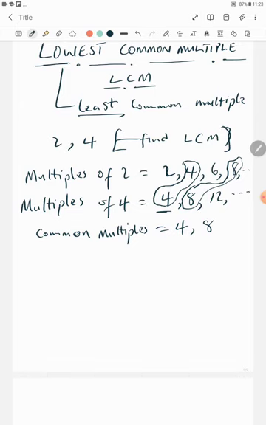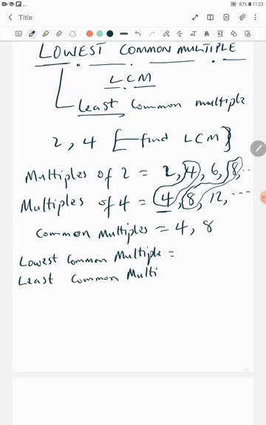Now, what LCM simply means is that we should write out only the one that is the lowest out of these common multiples. That is the smallest, or we say the least common multiple. Out of the multiples that are common to 2 and 4, which one is the least? You can see that we have 4, we have 8. It may continue like that. But out of these common multiples, which one do you think is the smallest that is common to them?